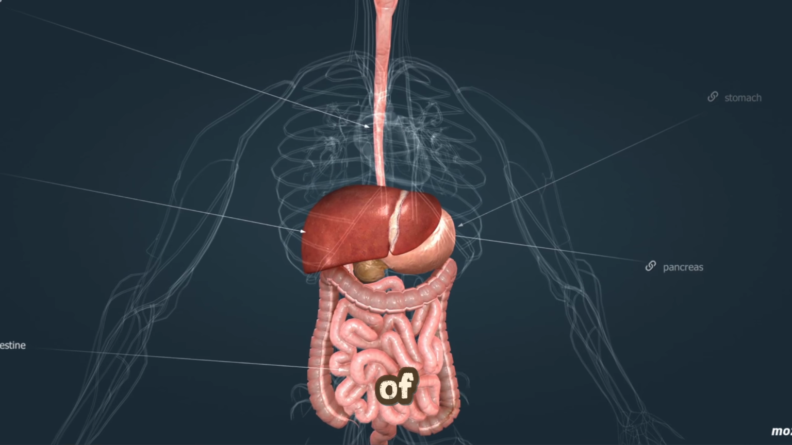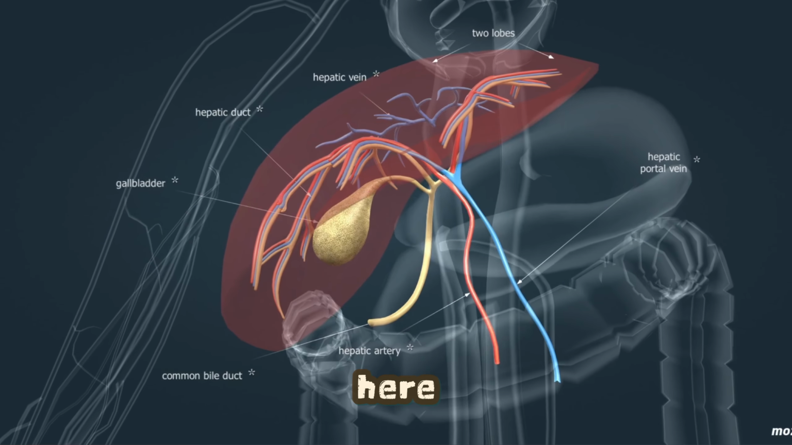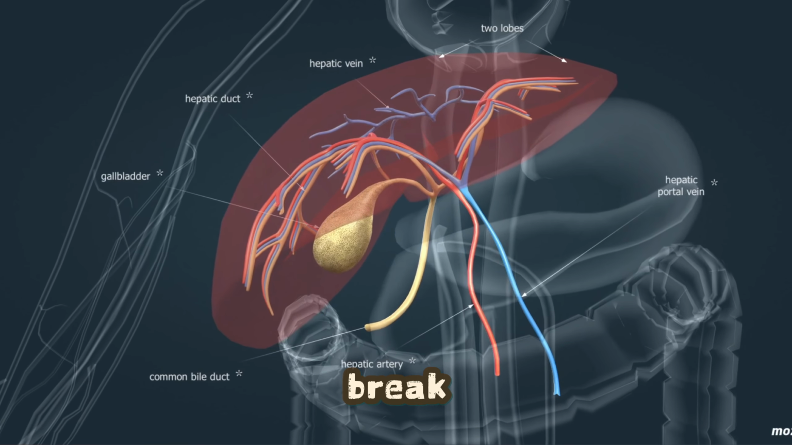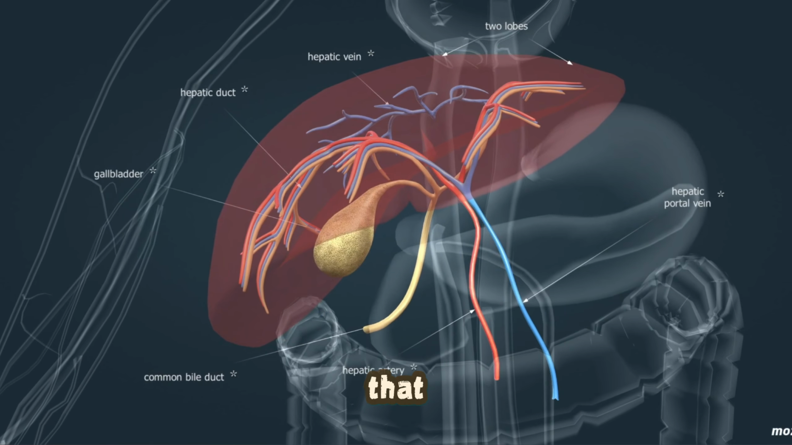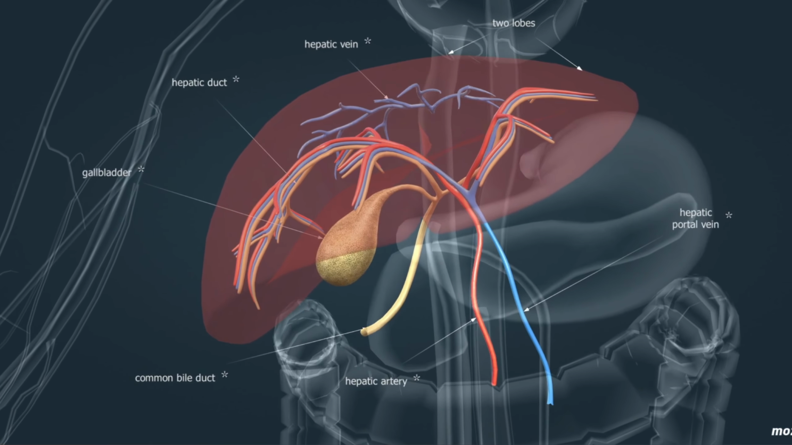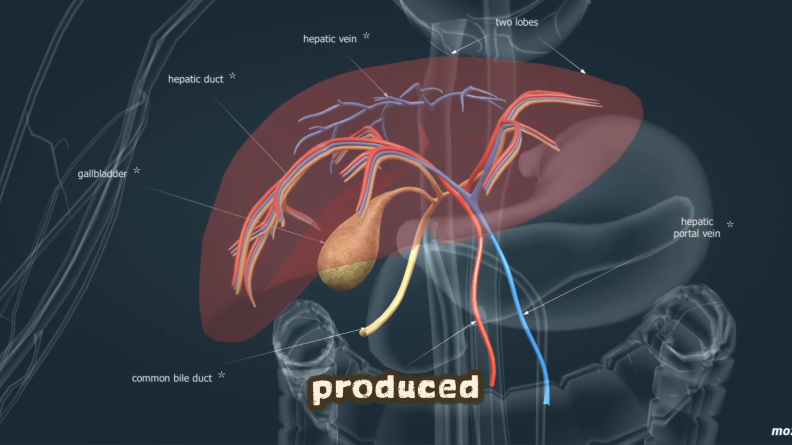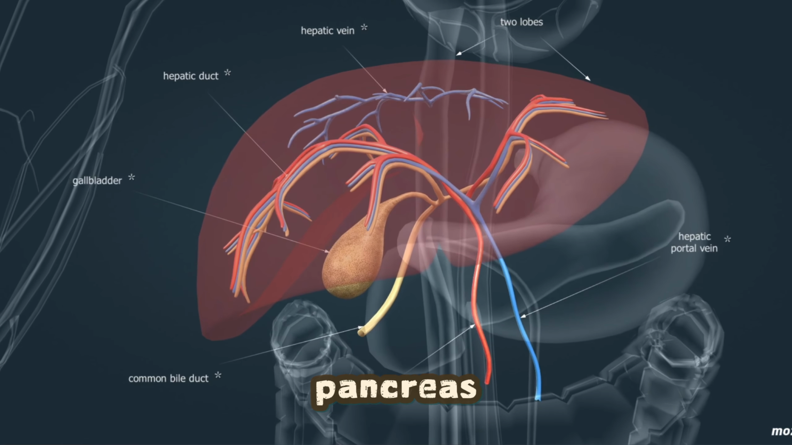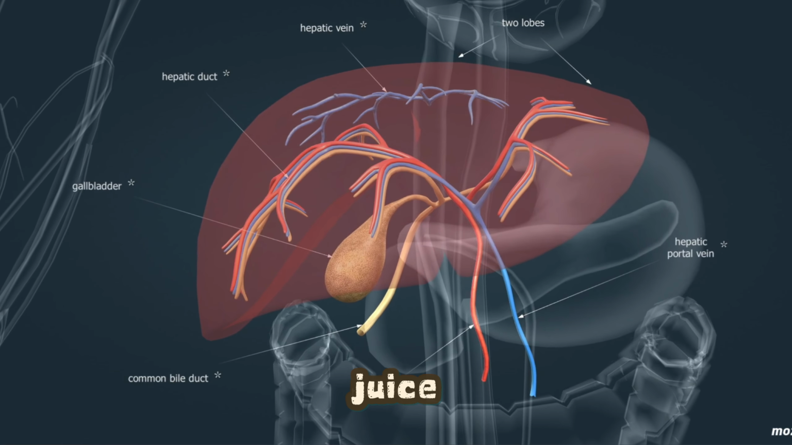The content of the stomach proceeds to the small intestine. Here, the enzymes in the intestinal juice and pancreatic juice break down the essential nutrients, that is, proteins, carbohydrates, and fats. Intestinal juice is produced by the glands of the small intestine, while the pancreas secretes pancreatic juice.